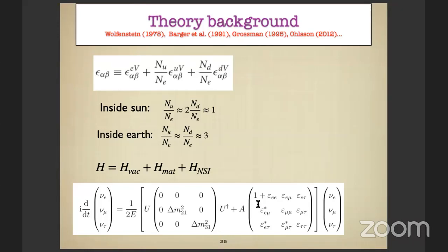So this is the NSI Hamiltonian in the square bracket here. In the NSI Hamiltonian, in the 1 element, there is this 1 plus epsilon EE. This one arises because of the standard matter effect. So probably he meant this degeneracy which will arise when the value of the NSI parameter epsilon EE is -1. So there is a degeneracy between this particular NSI term and the standard matter effect, basically.